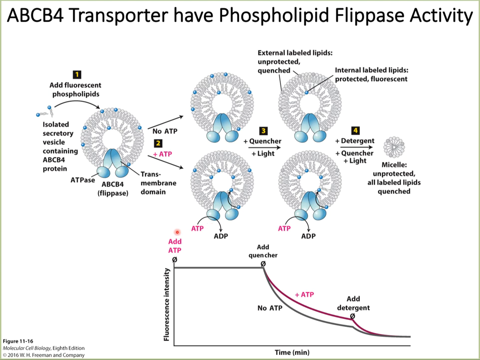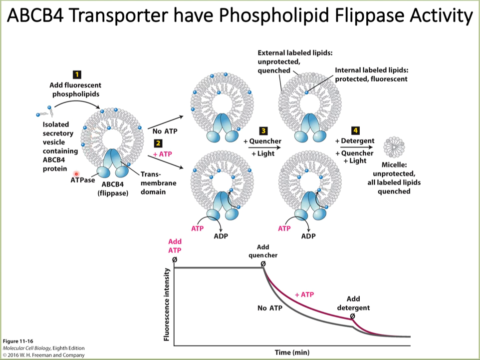Another ABC transporter called ABCB4 has phospholipid flippase activity. Here is an experiment which shows the flippase activity of ABCB4 in vitro by a fluorescence quenching assay. Mammalian ABCB4 expressed in a temperature-sensitive yeast mutant localized to intracellular endoplasmic reticulum vesicles in its normal orientation. The cytosolic surface of the vesicles faces outward when isolated.